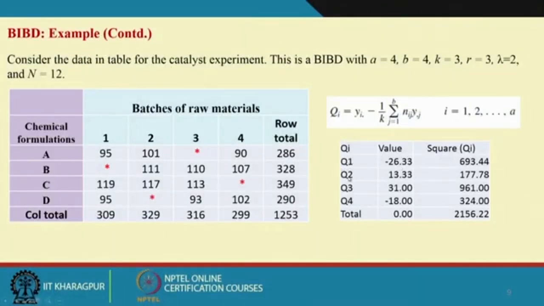Similarly, you calculate Q 2. Q 2 is 328 minus 1 by 3 within bracket 309, then this will not be counted, because for that block the treatment is not considered. So, then 329 plus 316 plus 299 by 3, and this average will be subtracted from 328, it will give you 13.33. So, in this manner you are calculating Q I, and when you square it you will get these values, and the grand total of Q I square is 2156.22.